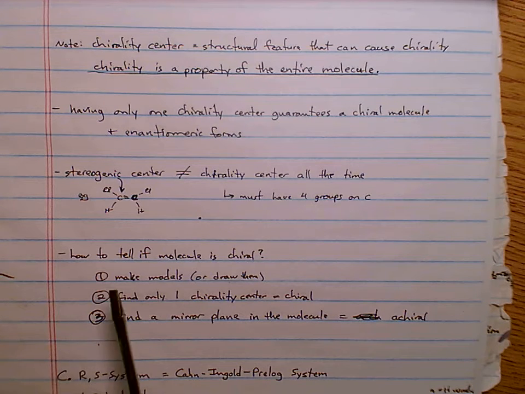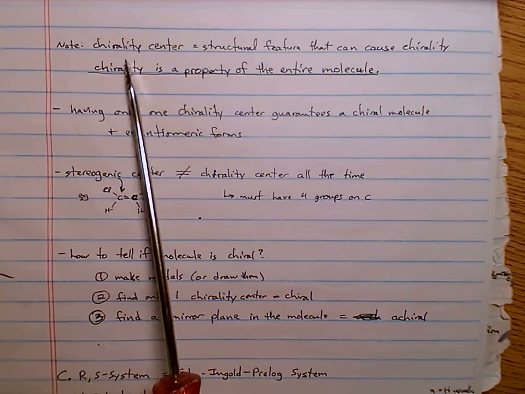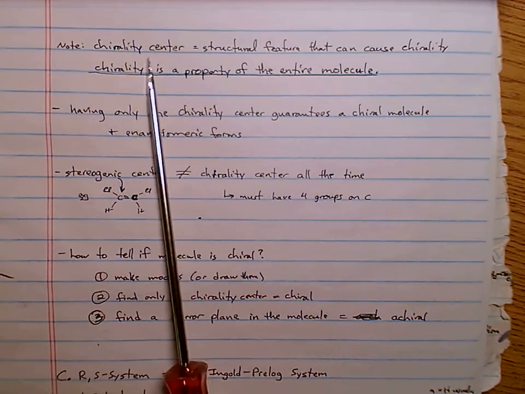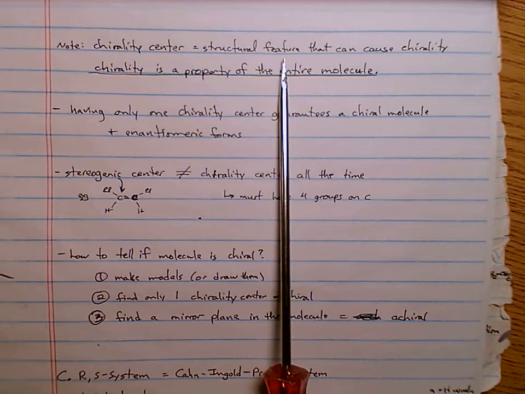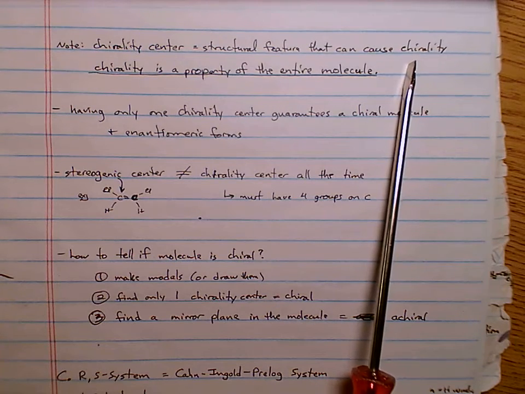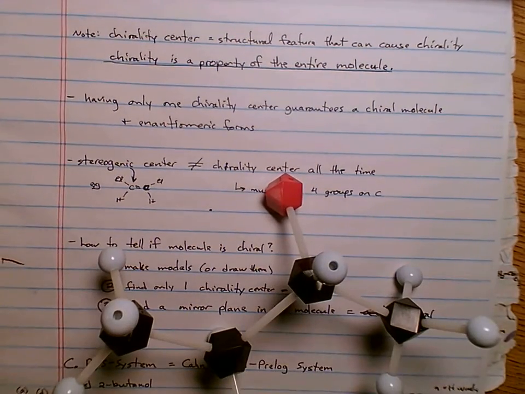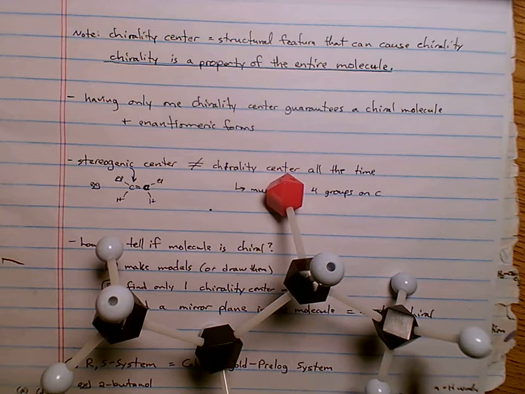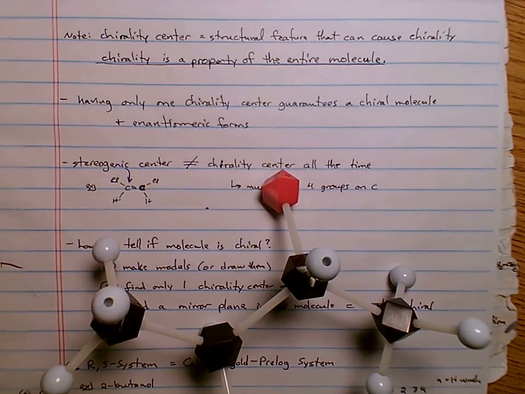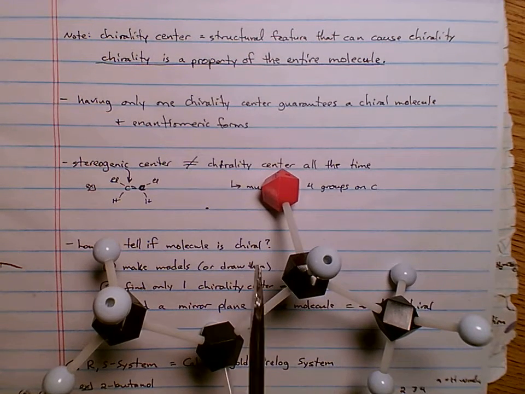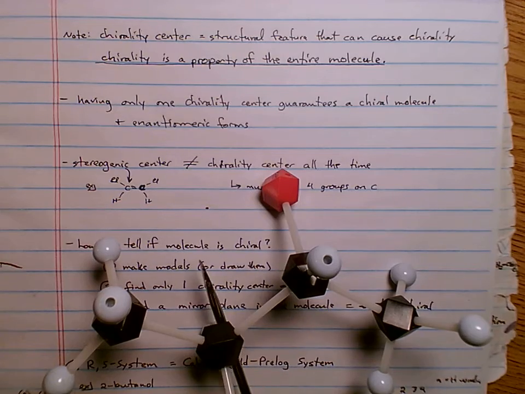Okay, something to note when we're talking about these chiral molecules is that the chirality center is a structural feature that causes chirality for these molecules we've made so far, such as 2-butanol. The chirality center is this carbon. It is a chiral carbon, and it's that chiral carbon that makes the molecule chiral, gives it a chirality center.